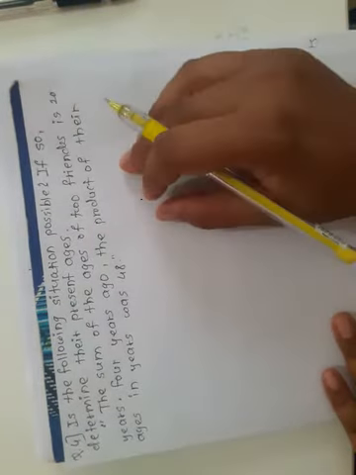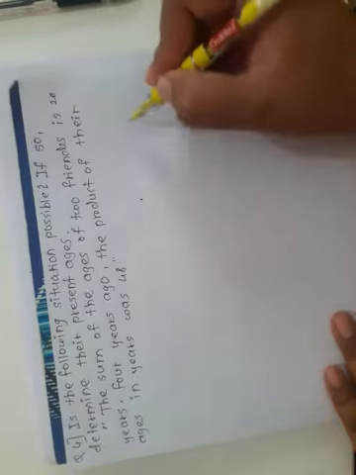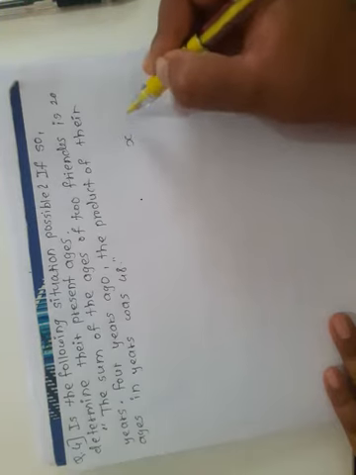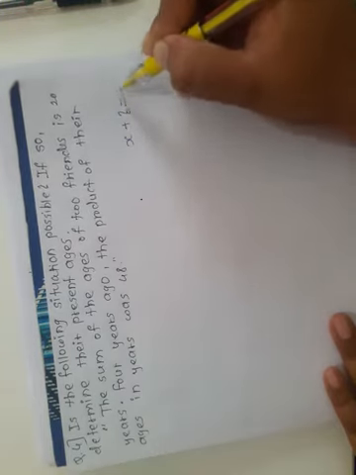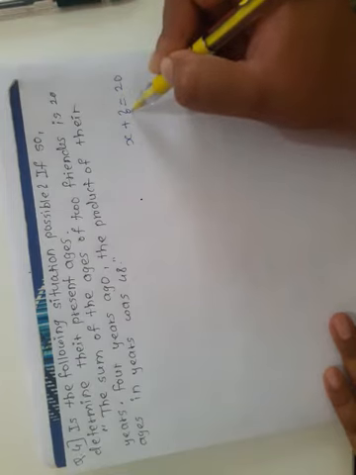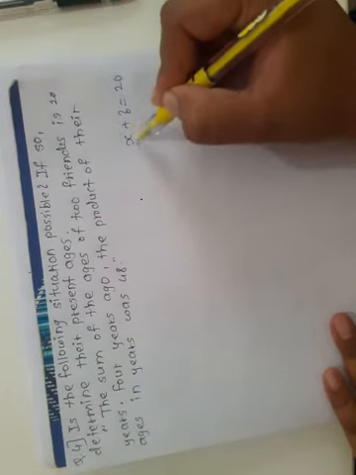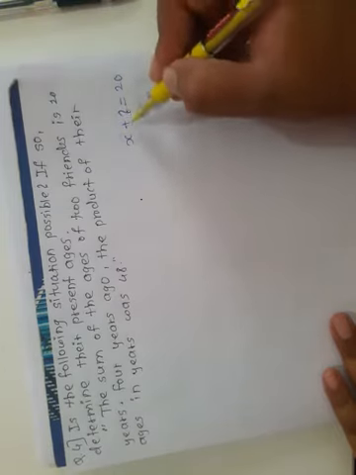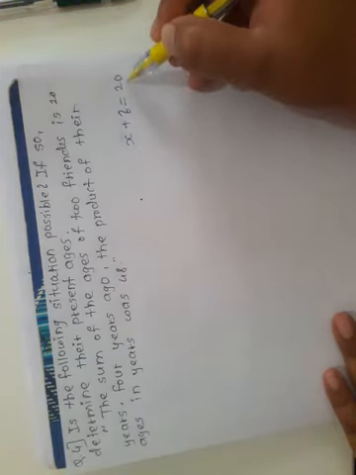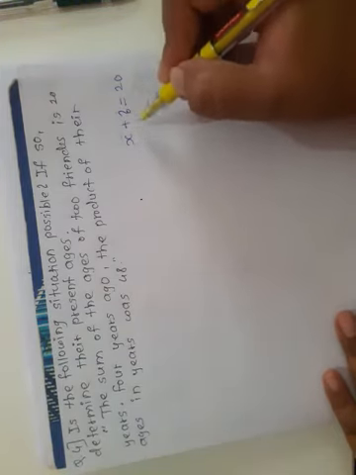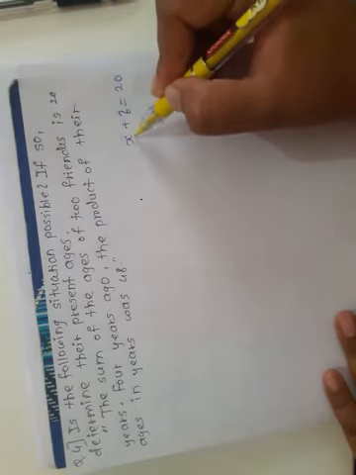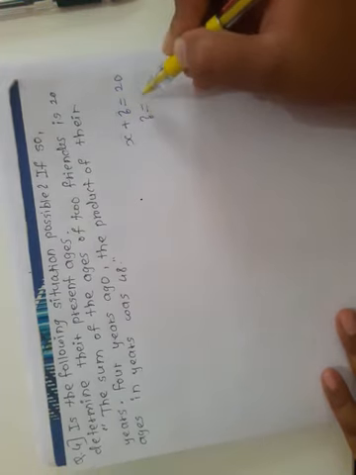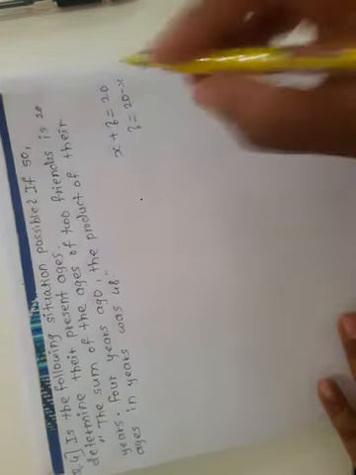So see here, there are two friends. Suppose the age of the first friend is x. Then what about the age of the second friend? Because the sum of the ages of these two friends is 20, the age of the second friend is obviously 20 minus x.